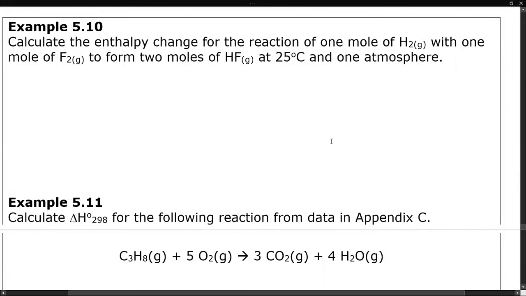All right, so let's calculate the enthalpy change for the reaction where H2 plus 1 mole of F2 forms 2 moles of HF at 25 degrees Celsius and 1 atmosphere of pressure. This is a fairly simple one because we're forming a compound from the elements. Remember, the elements' heats of formation from the table will be 0, so the only one we really have to look up is the HF.